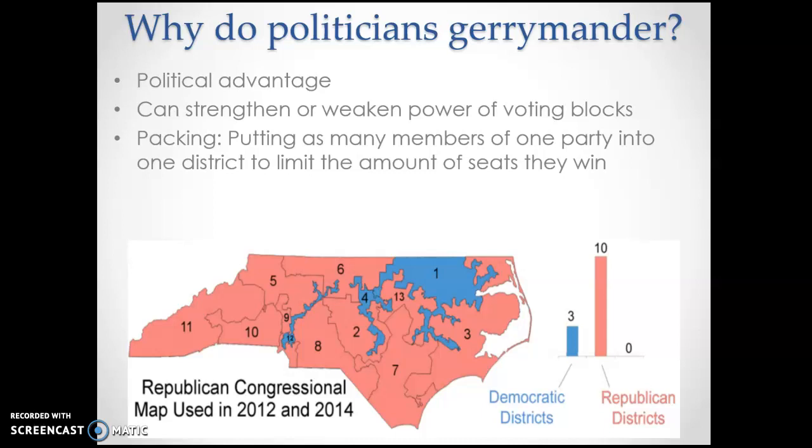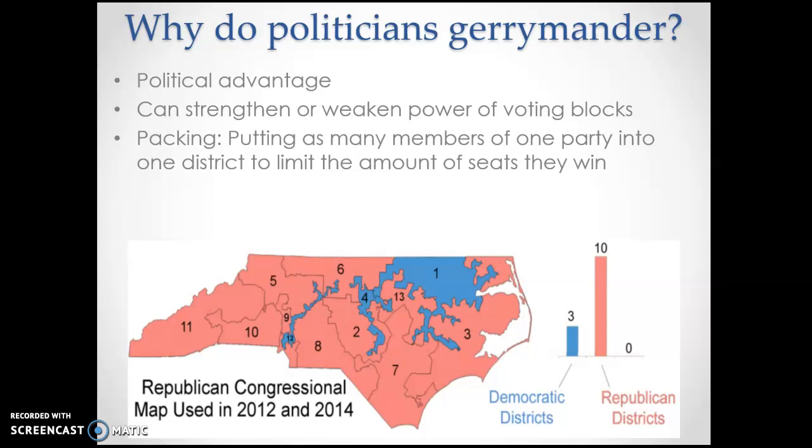And African Americans, we've already talked about, are some of the most reliably Democratic voters in the country. And so if you were to evenly divide the African American population into all 13 of North Carolina's congressional districts, then you could potentially cause many of those districts to swing blue, right? Because if you put 100,000 African Americans in Charlotte into the 9th congressional district, the 9th might flip blue.